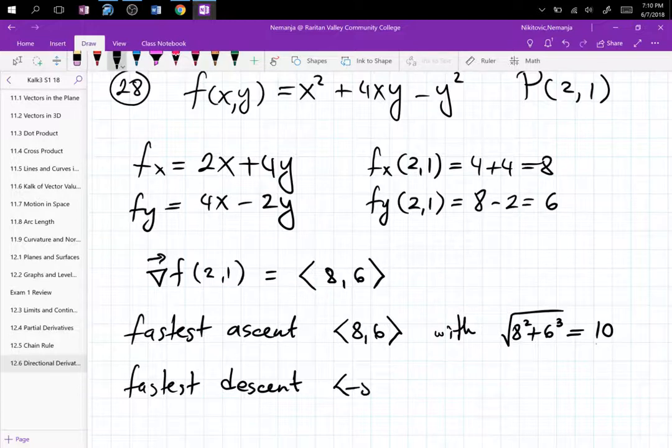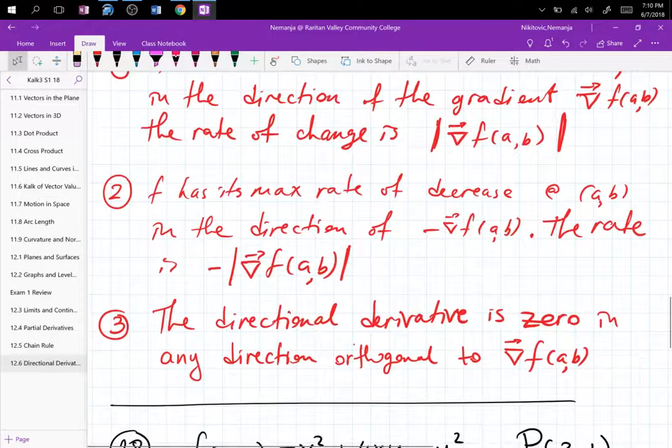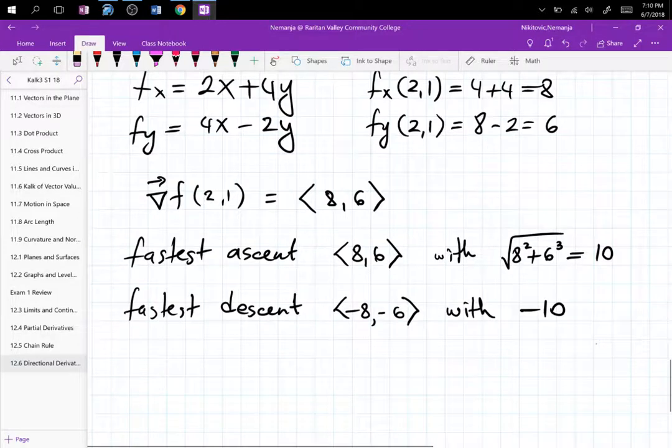So we have (-8, -6), and that would be -10. It's the negative of the magnitude. Please note that the minus sign is in front, because it's descending. So that's why there is a minus in front. This is like a slope of 10. You go 1 unit forward, but you went 10 units up.